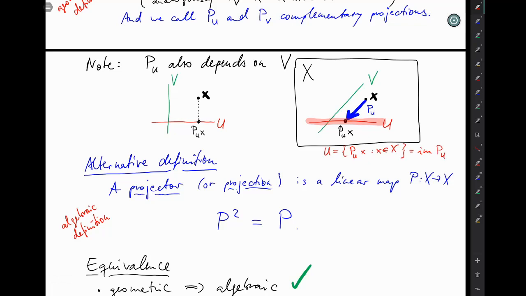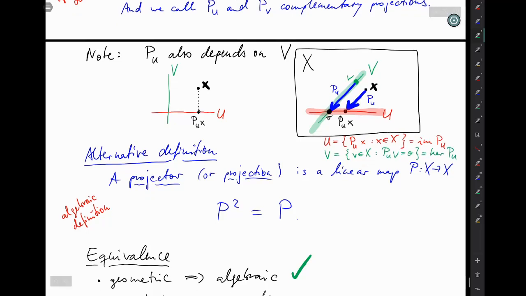Can we also describe V in operator language? Yes, we can. We can say V is the set of all points little v with the property that when I project them with my projector PU, because that's what I have, I end up at the origin at 0. So V is the set of all those starting points v whose endpoint after the map PU is the origin. Okay, and that is clearly what we call the kernel of our operator PU.